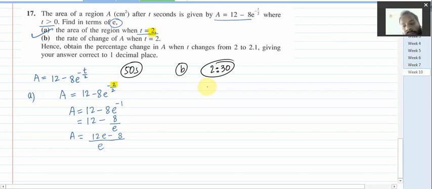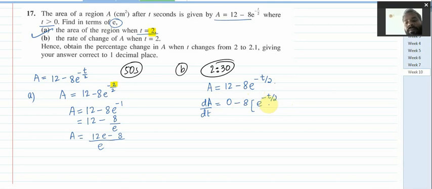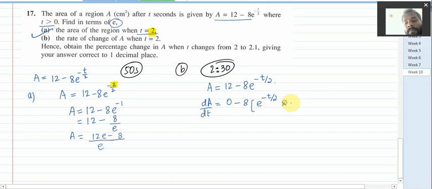So the expression of area is 12 - 8e^(-t/2). If we start the differentiation, dA/dt equals the derivative of 12, which is 0 because that is a constant, so it's 0 - 8. The differentiation of an exponential is the same, and now we need to differentiate the power. The differentiation of the power -t/2 will be -1/2. That is your differentiation for the exponential.